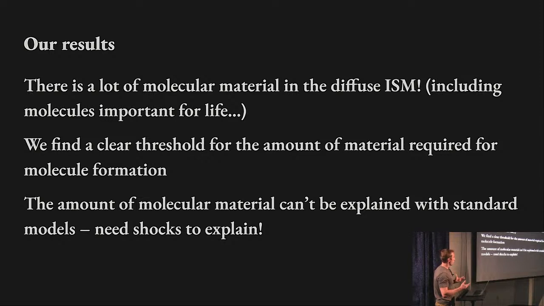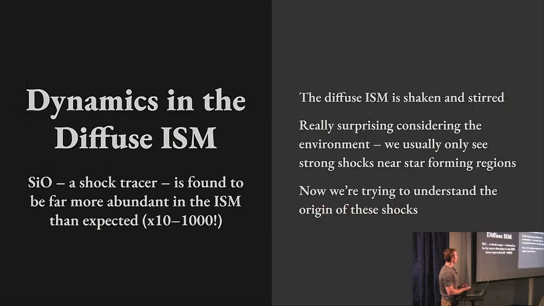This is really important because it's going to tell us about the chemistry and physics of the diffuse ISM, which is, as I've mentioned many times, the seed of star formation. So we're finding that SiO is actually between 10 and 1,000 times higher than expected without shocks. So shock waves are permeating even the diffuse gas in the Milky Way. So the gas is shaken and stirred. This is really surprising because we're used to only seeing shocks in more extreme environments. So my job now is to understand what's driving these shock waves in the diffuse gas.